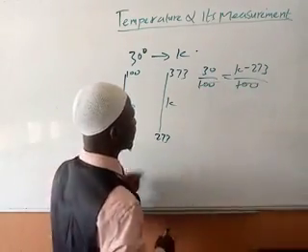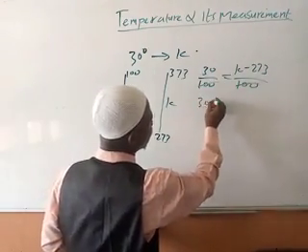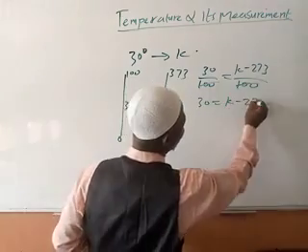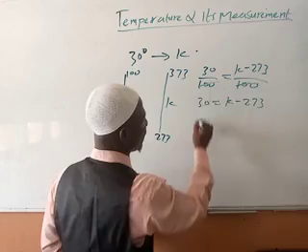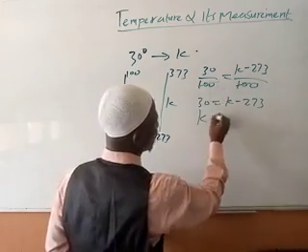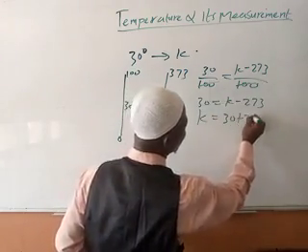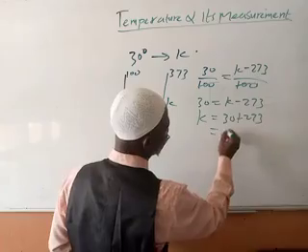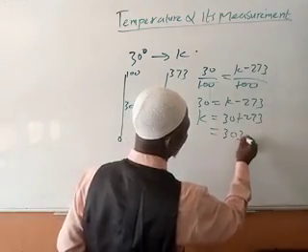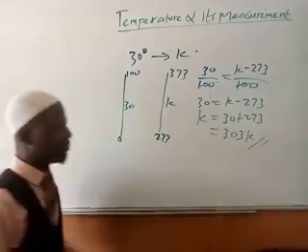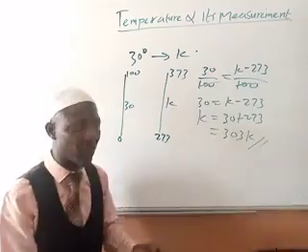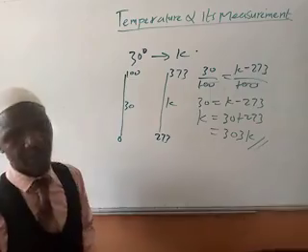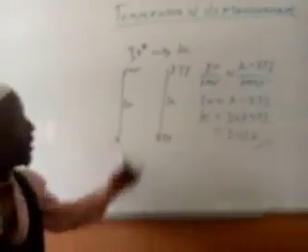So in that case, we have 30 is equal to K minus 273. I'll just bring this one here. Since I'm looking for K, K is equal to 30 plus 273. So what will that give me? It will give me 303 Kelvin. So when you are converting from one temperature to another, just make sure you apply this method. So that will be the end of our class for today.